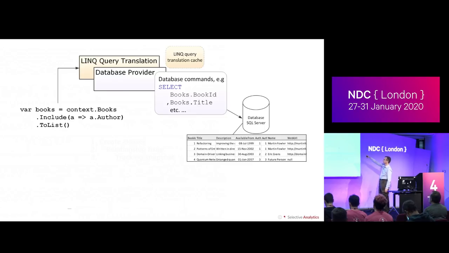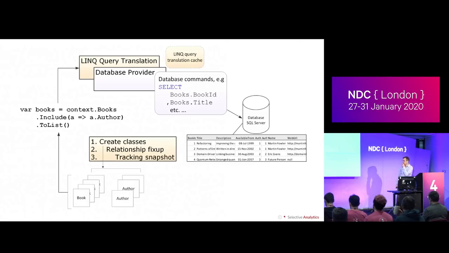And so in this case, it sends out the select command that your query created, and then it gets the data and sends it back to EF Core. And it goes through three things. I hope you can see this at the back. It creates the classes. So it creates four books and three authors.